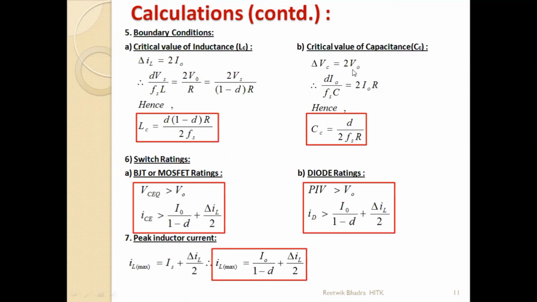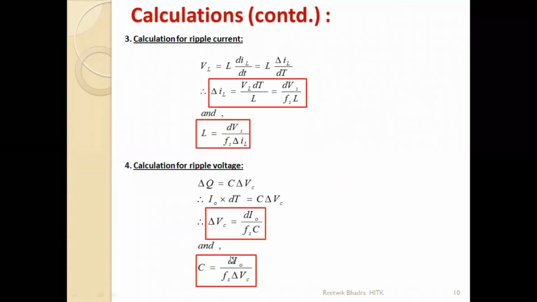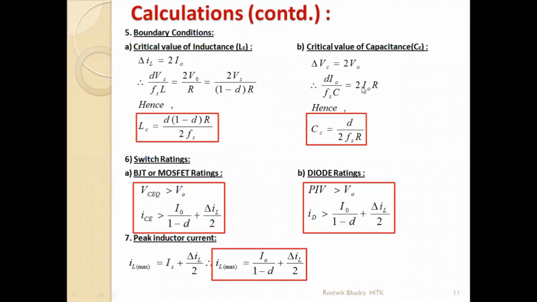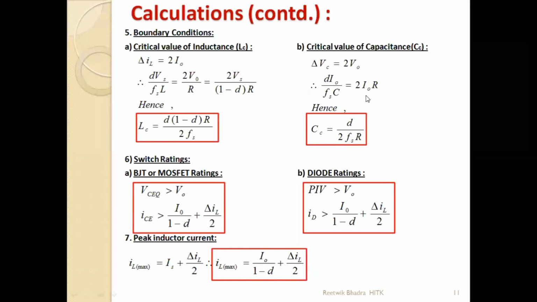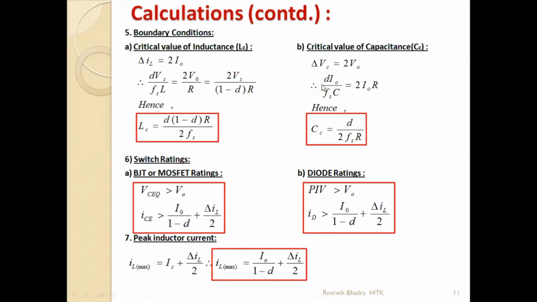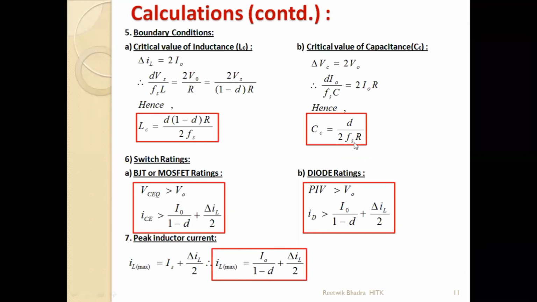Del Vc is equal to twice V naught. Del Vc will be replaced by this one, which we have derived. Then V naught can be written as twice I naught R. Why have I derived V naught in terms of I naught? Because this cancels out. Over here I naught is replaced by V naught by R, so that it gets cancelled out. So I naught cancels out. From here you will get the critical value of capacitance and the critical value of inductance.